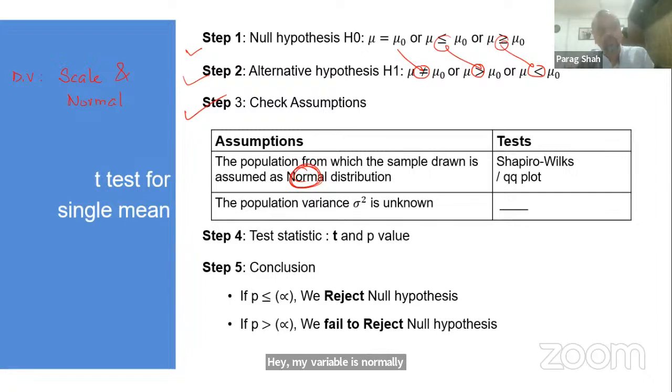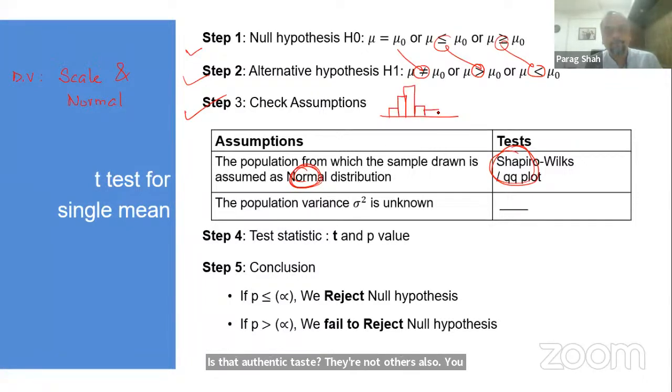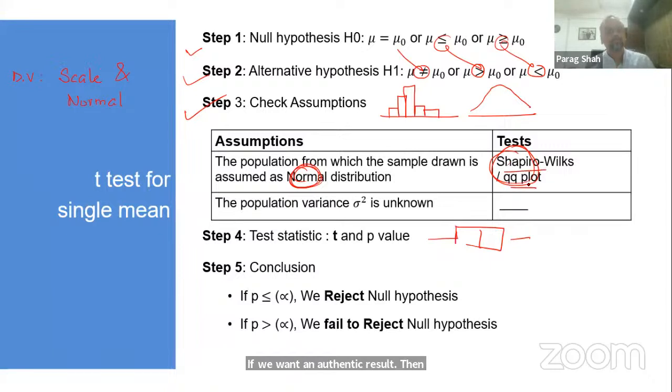And which are the tests to be used? Shapiro-Wilk test or QQ plot will be used. These are authentic tests. There are other tests also. We can go with histogram, frequency polygon, box plot also. But they become subject to interpretation. If we want an authentic result, then the tests are Shapiro-Wilk test and QQ plot.